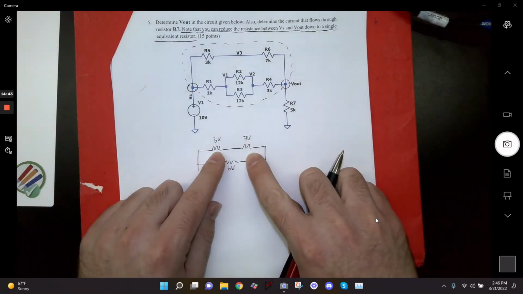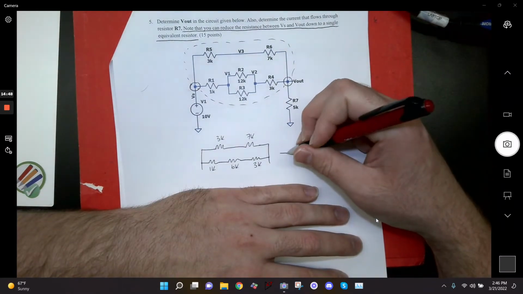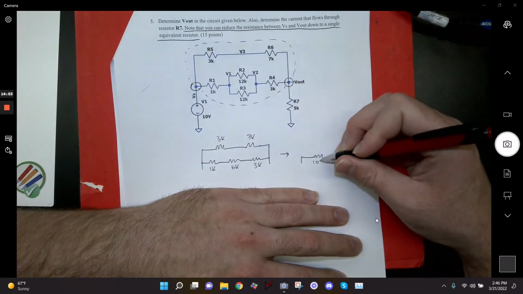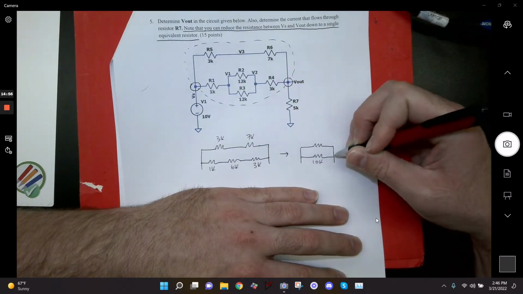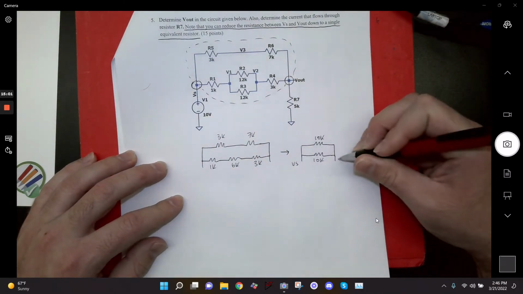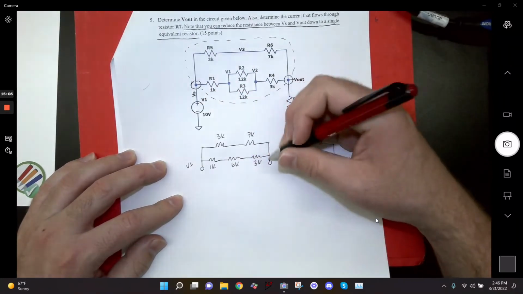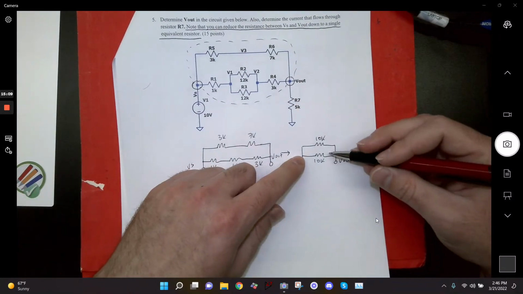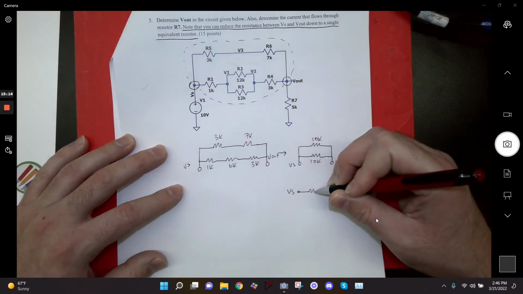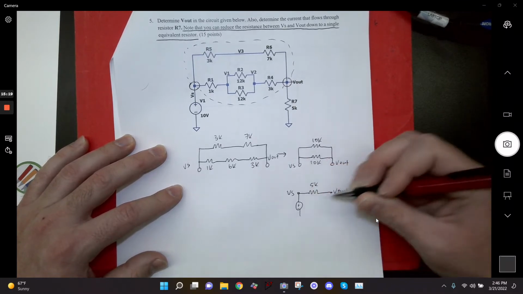And now my 3K and my 7K are pretty obviously in series. And then my 1K, 6K, and 3K are pretty obviously in series. So I can replace this with 1 plus 6 plus 3 is 10, so this is 10K, and then 3 plus 7 is also 10K, right? So this is my VS and my V out, basically. I'm just leaving some of the circuit out. And so now I'm left with a 10K in parallel with a 10K, and that's going to give me 5K, right? So now I know that my resistance between VS and V out is just 5K, so I can draw the rest of my circuit.